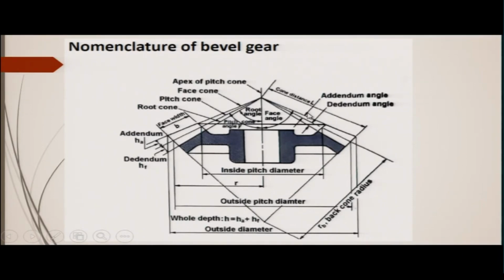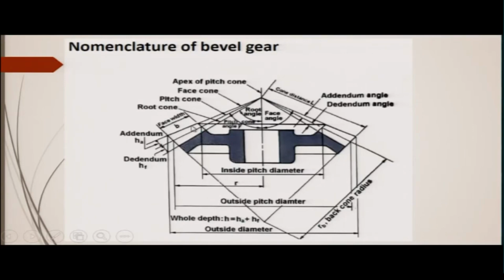Now, here you can see the two angles. One angle is between this line, which is the face cone, and the pitch circle. This angle is called the addendum angle. And between the pitch circle and this line, which is the root cone, this angle is called the dedendum angle. You might know the addendum and dedendum principle from your B.Tech first or second year level.